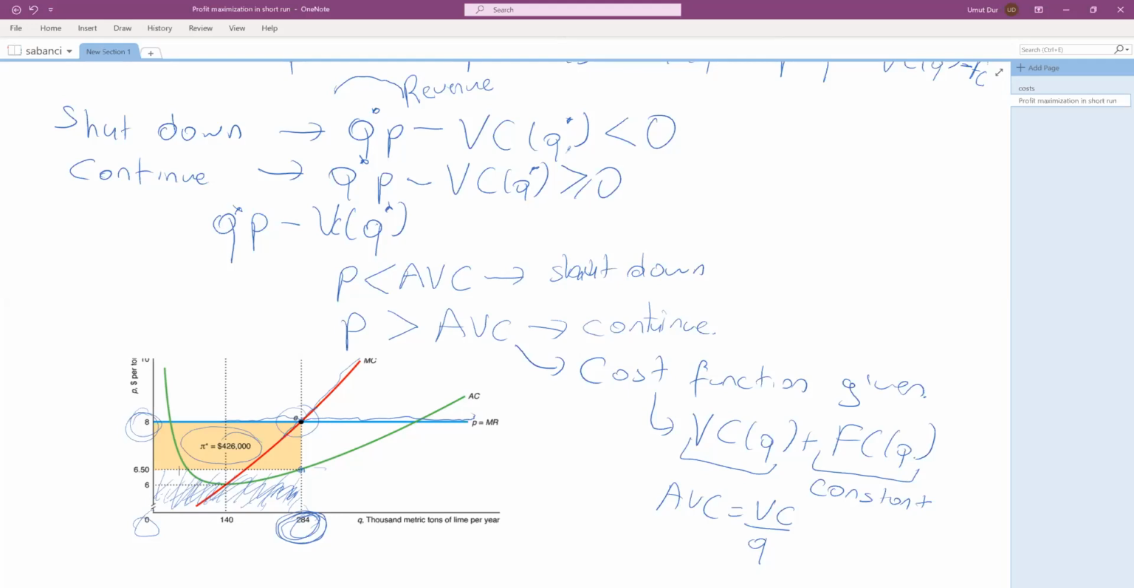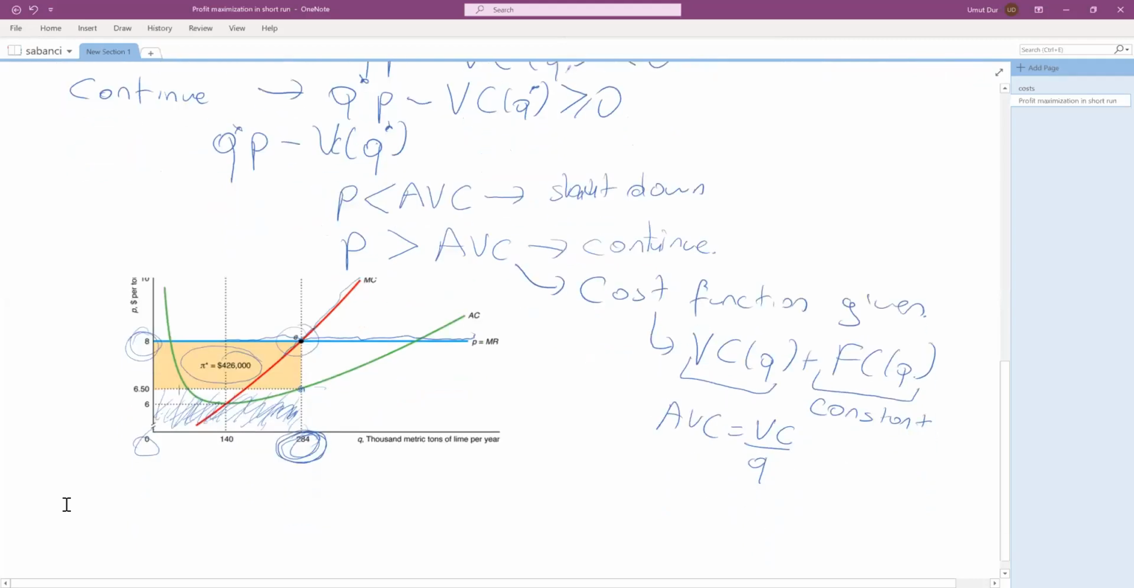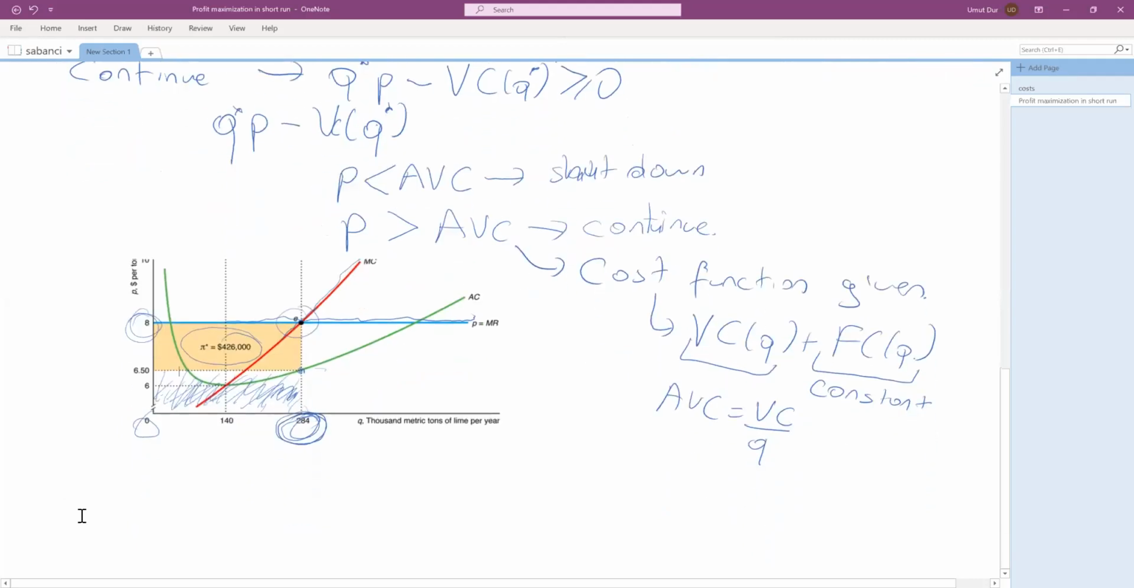Okay, so let's think about it. You are right, that is the cost. So what are we doing here? Okay, forget about the costs here. Let me try to explain it again, because this point is very important.